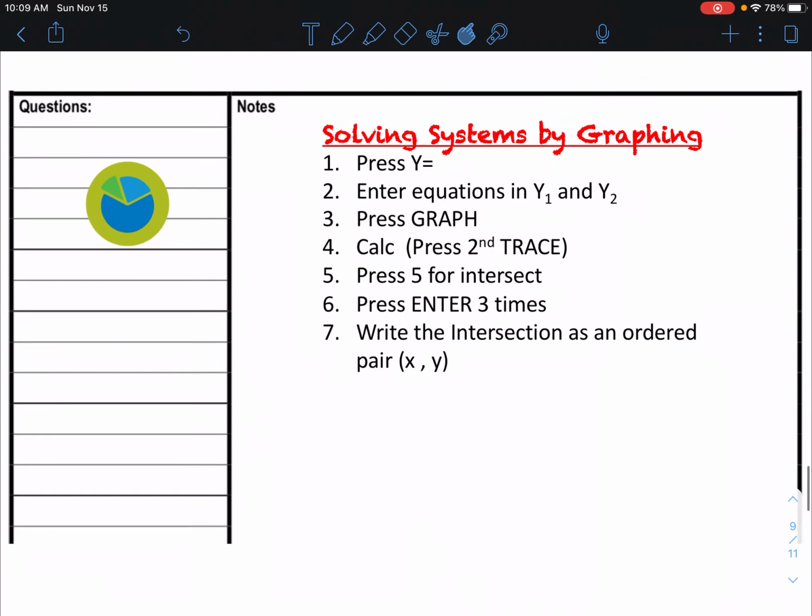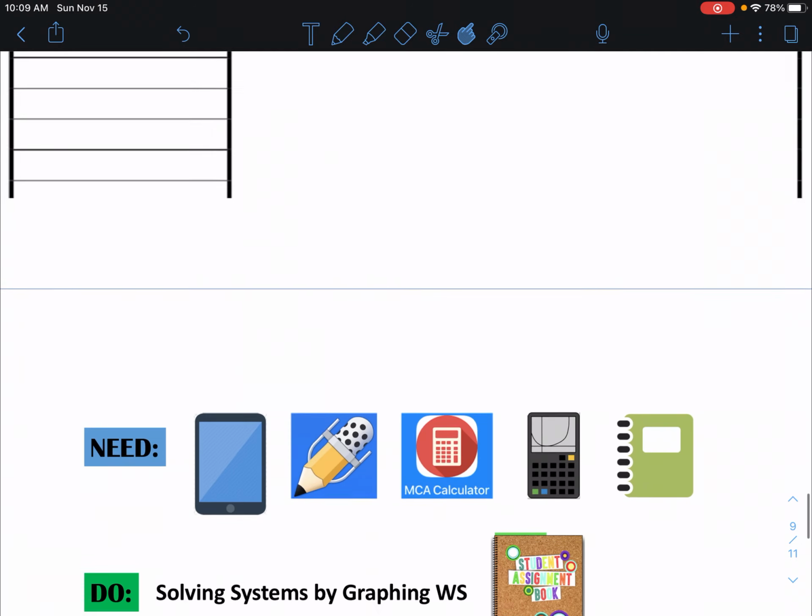Okay, so here are the steps. This is what we just went through, and you can keep that up during your assignment if you need to.